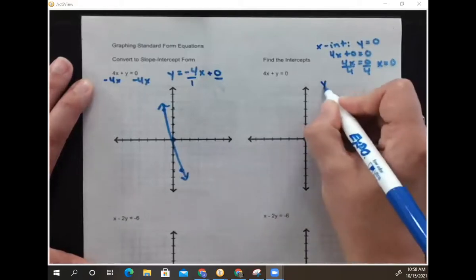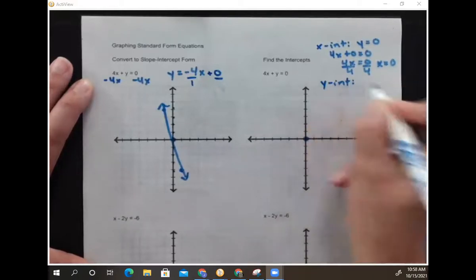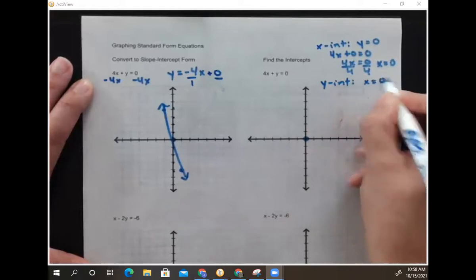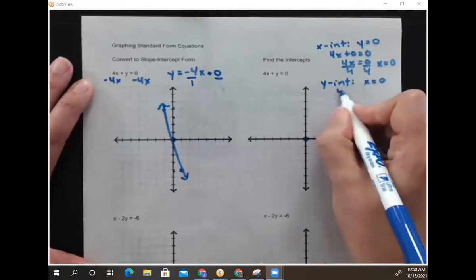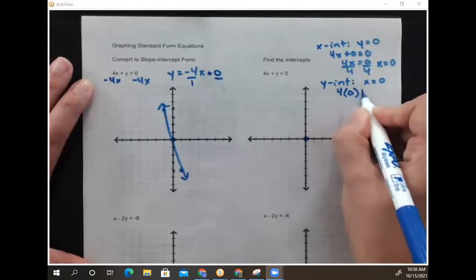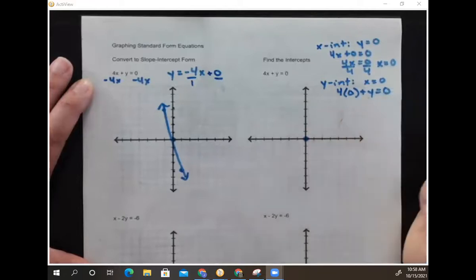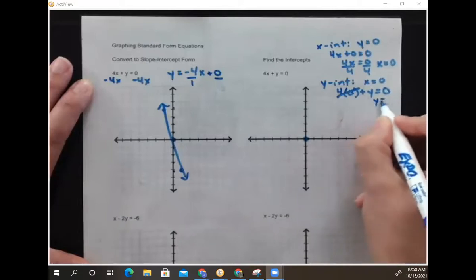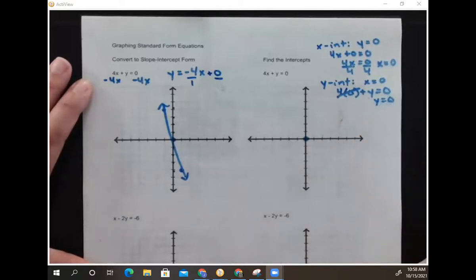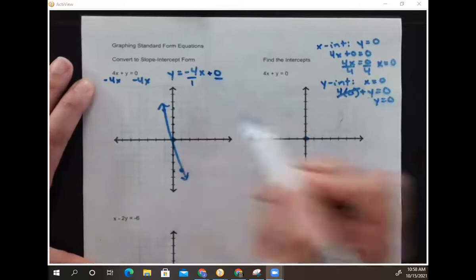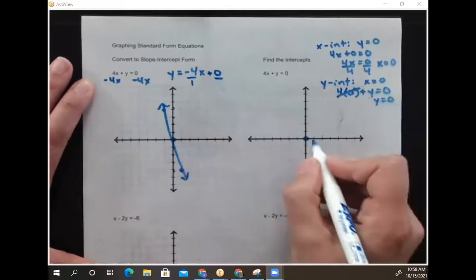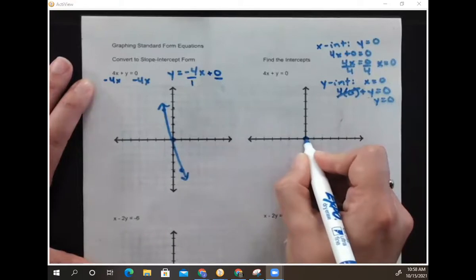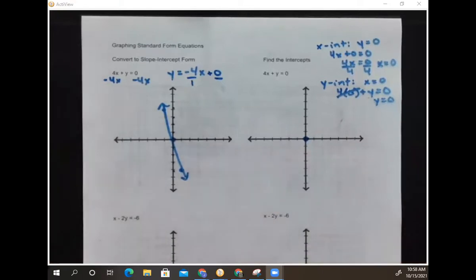Now I'm going to find the y-intercept. So I'm going to plug in x equals 0. This would be 4 times 0 plus y equals 0. 4 times 0 is 0. So I get my y-intercept is 0. Notice that matches what we found over here. So I'm going to plot this, and it's the same point.